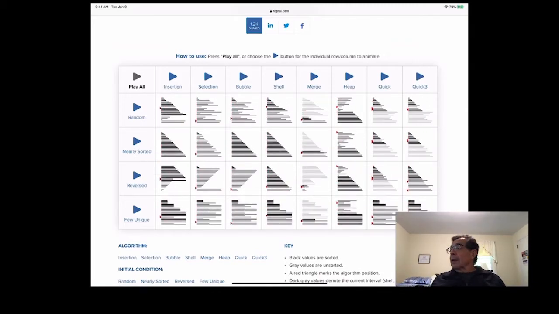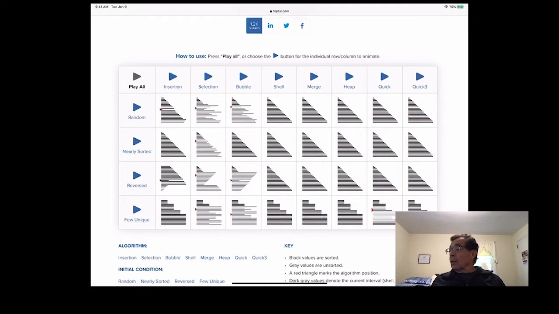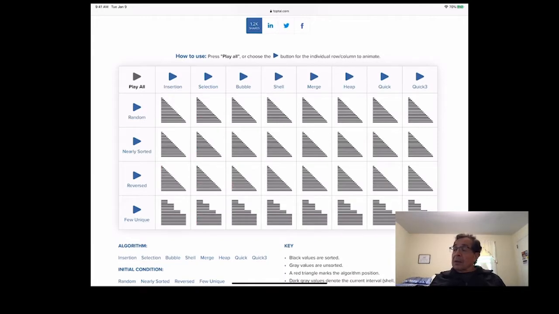So you can see in a comparison of all the sorting algorithms, we should prefer the quick 3 in most of the cases, but if we are lucky enough to have a nearly sorted input, then we should prefer the insertion sort. So we are interested in the time.